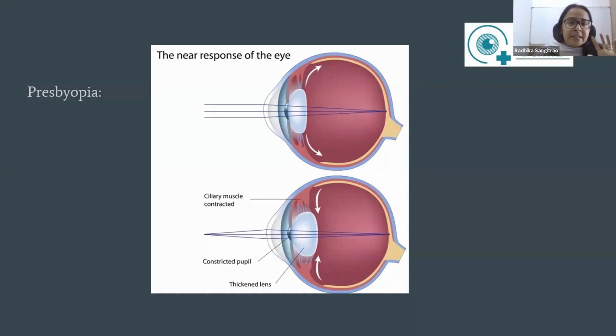Now, what happens is, in any individual till 40 years of age, this ciliary muscle is very strong, and it contracts and increases the size of your lens, and essentially all the rays of light coming from a near object still get focused on the retina, and that is why you can see clearly for near. Now, what happens after 40 years, physiologically or normally, this muscle becomes weak, and because of that, these rays of light are not able to focus on the retina, and you get a near number.